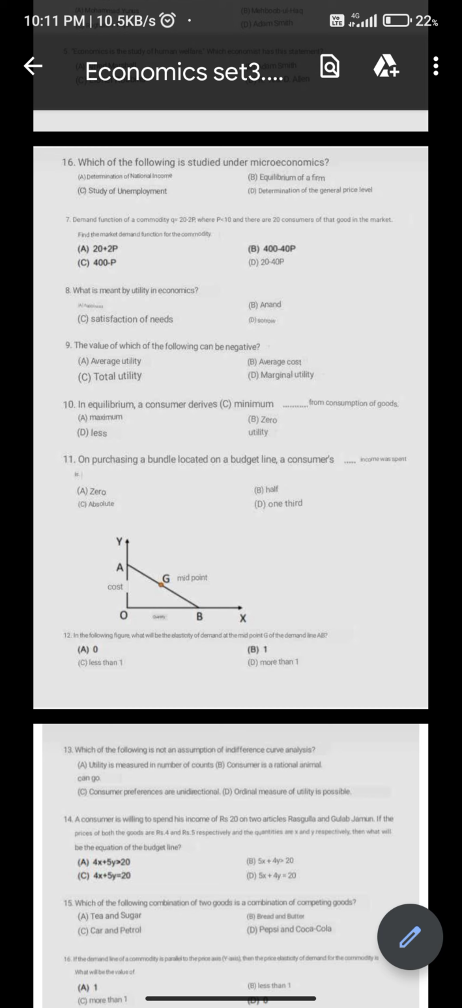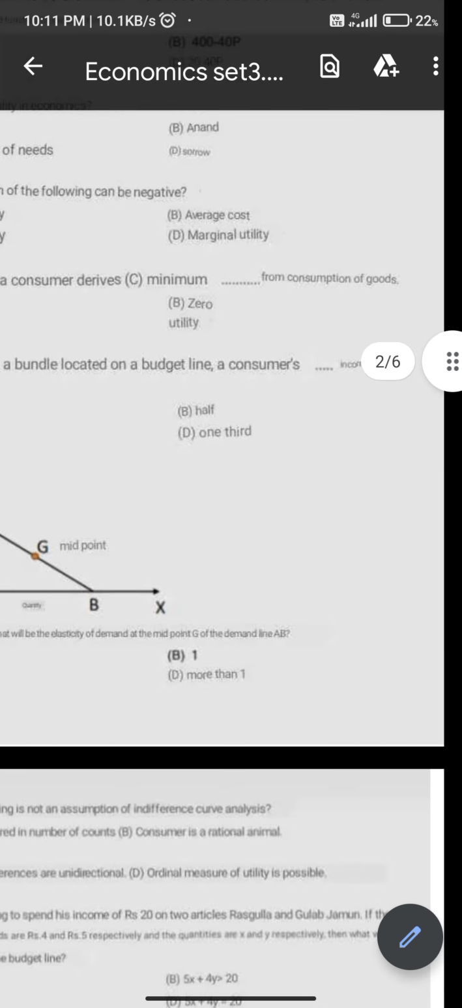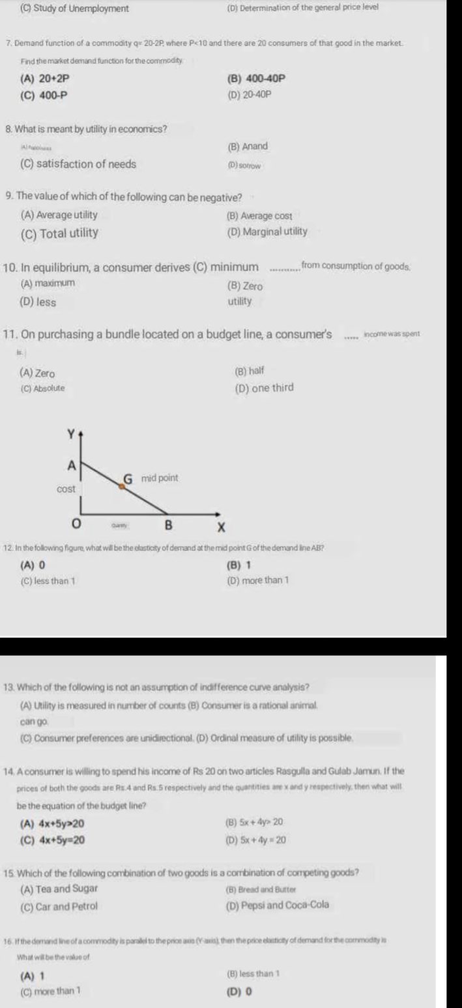Now 11. On purchasing a bundle located on a budget line, a consumer spends what part of income? Options are 0, half, absolute and 1/3. The correct option is absolute. A consumer spent all of his income for consuming a bundle located on the budget line.